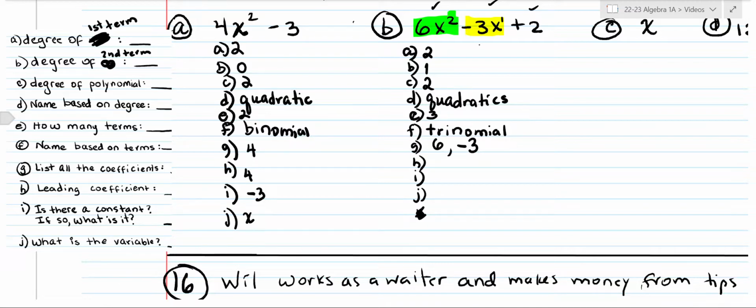H, the leading coefficient. Out of these two terms that have variables, which one has the highest degree? The first one, so the leading coefficient is 6. Is there a constant? Yes. What is it? It's a positive 2 right here. What is the variable? Same thing, the variable is x.